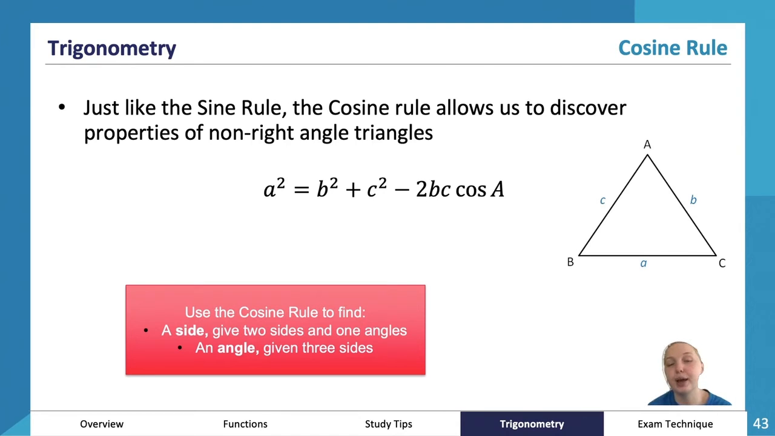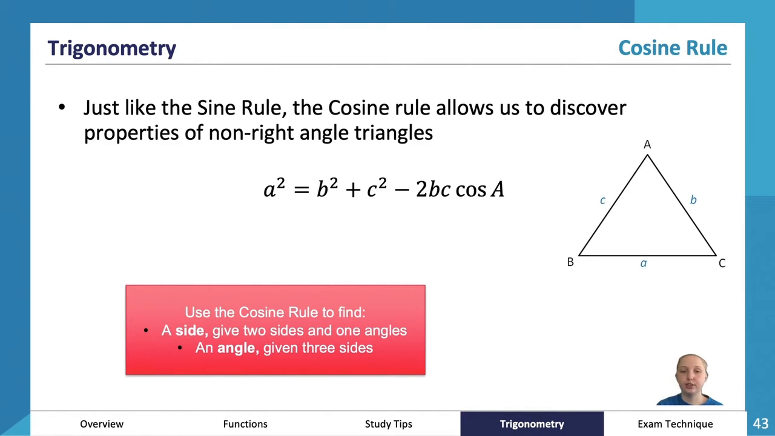I've written that a bit of a weird way because on your formula sheet it's given to you as c squared equals a squared plus b squared minus 2 times a times b times cos C. It's the exact same thing, just using different letters. So we've got a squared equals b squared plus c squared minus 2 times b times c times the cos of A. The big thing to remember here is that if you're doing a squared, so this side, you do the corresponding angle, the opposite angle to this side.